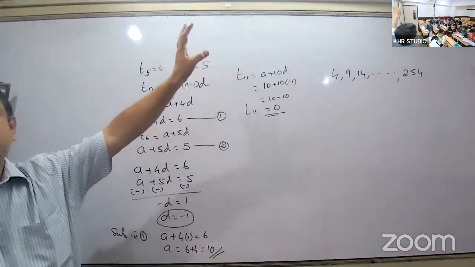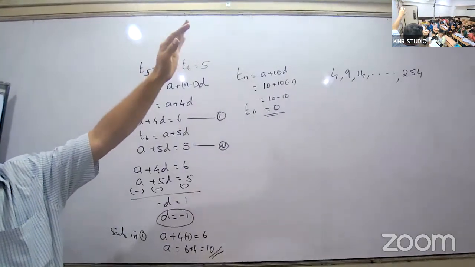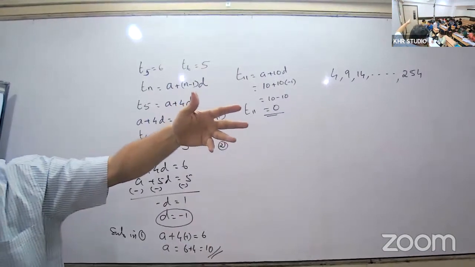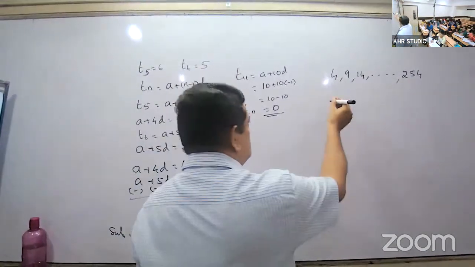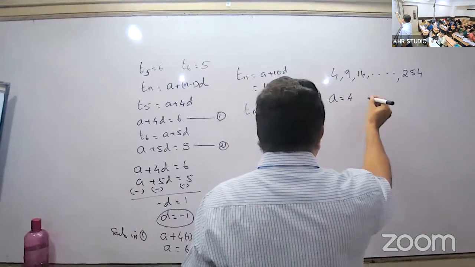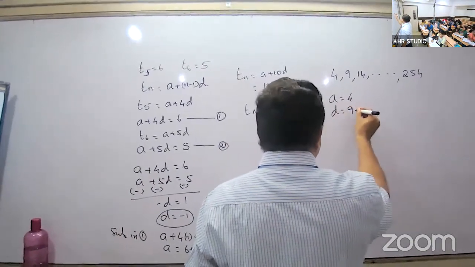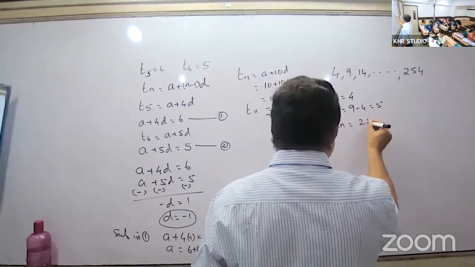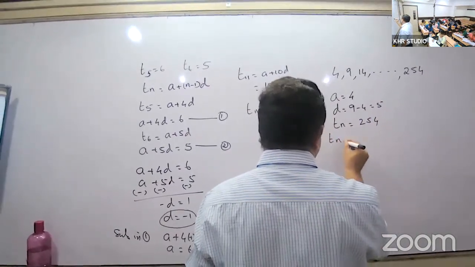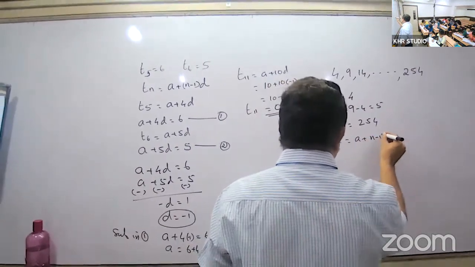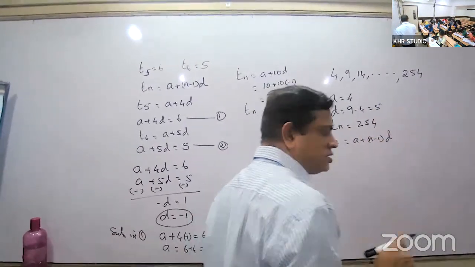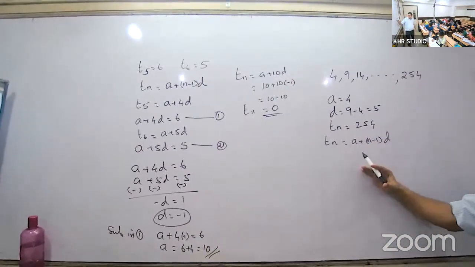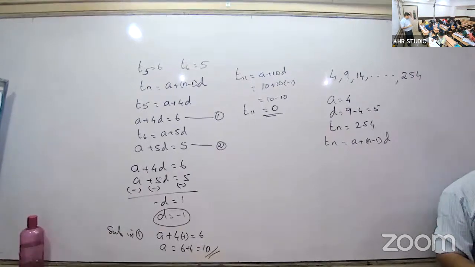So first we will find out n. How will you get n? The AP is given in the question. A is equal to 4. D is equal to 9 minus 4, which is equal to 5. Last term Tn is equal to 254. Formula: Tn is equal to A plus n minus 1 into D. Replace the values and get the value of n. We have Tn, we have A, we have D. Get the value of n, all of you.